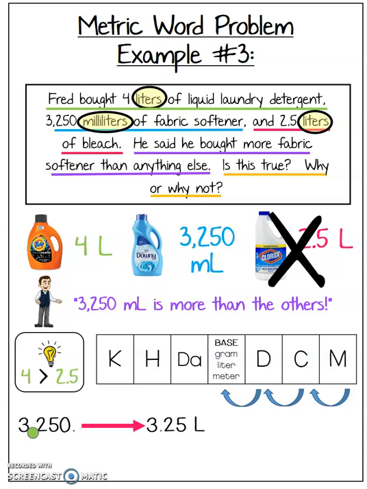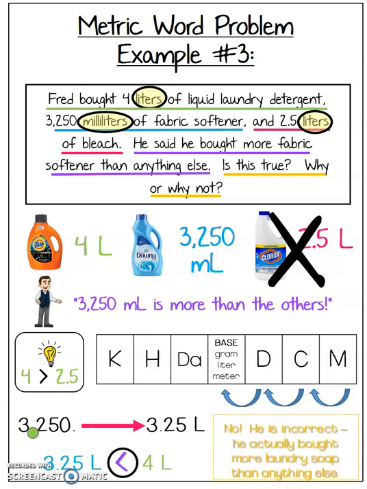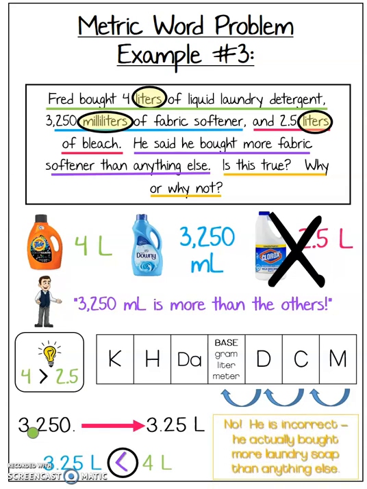Well, that gives me a little bit more information. I'm getting closer, but I'm not quite there yet. Now I need to do the last step, which is to compare 3 25/100 liters to 4 liters, which is what the laundry soap was. Since 3 25/100 liters is less than 4 liters, I can say no, Fred was incorrect. He actually bought more laundry soap than anything else.